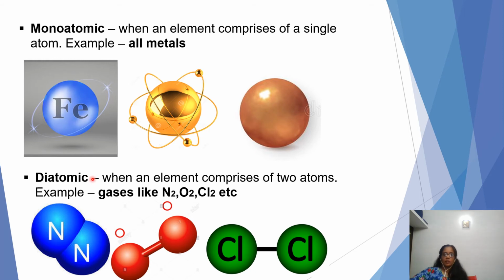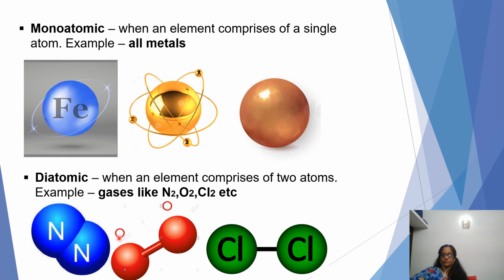And next is called diatomic. Diatomic means a molecule contains two atoms. So 2 is the atomicity of that kind of element. Diatomic, listen: when an element comprises two atoms, we can call it diatomic. Example, what is this? N, the symbol for nitrogen. Here two nitrogen atoms combine, so then only they get existence. One nitrogen has no existence, so one nitrogen atom combines with another nitrogen atom to form a diatomic molecule.